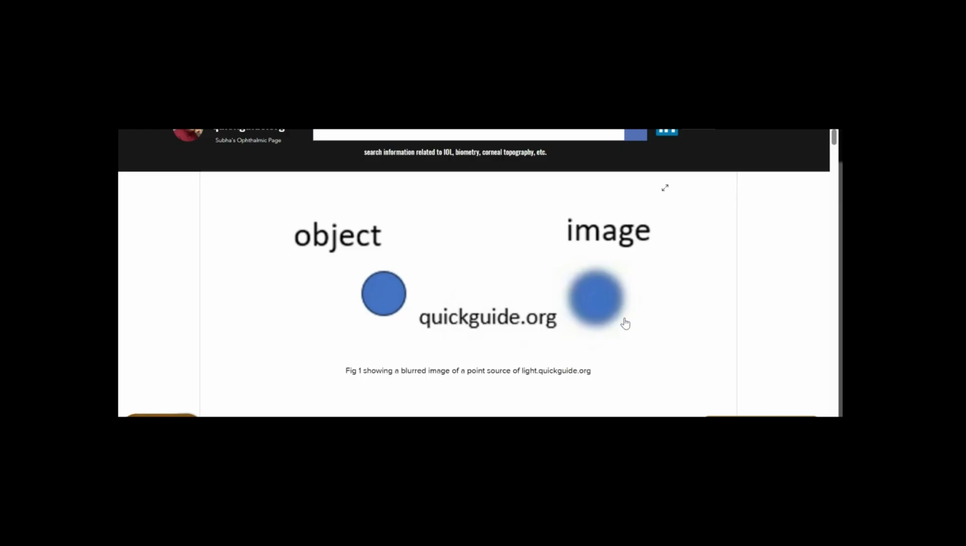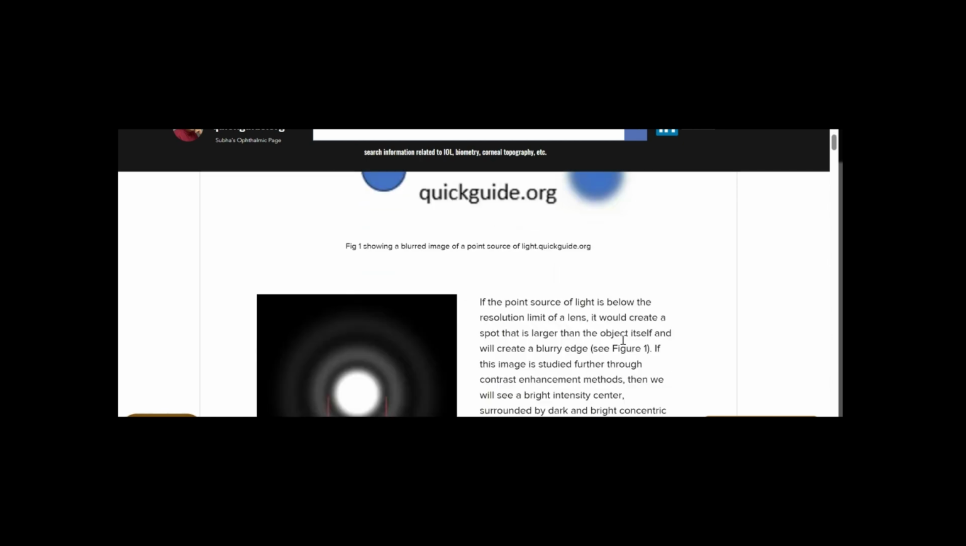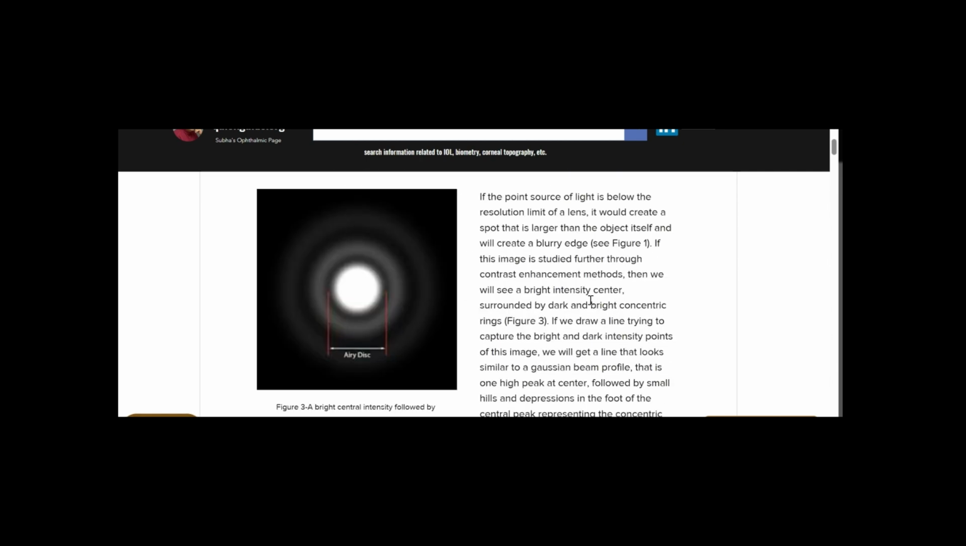And especially in diffractive IOLs, you have the steps that might create more scattering of light, and therefore a point source of light does not look like a point source of light, and it spreads out. If you captured the image that goes through this diffractive IOL, you will see a central light intensity followed by concentric light and dark rings.